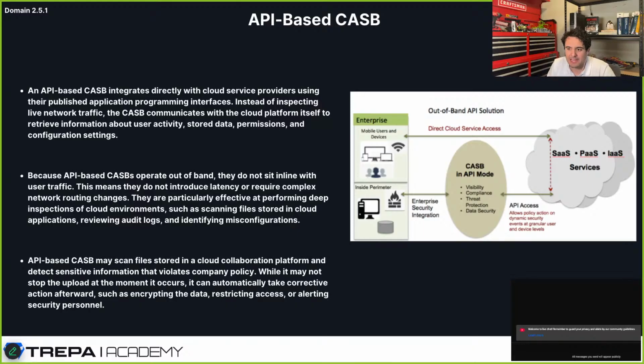Because API-based CASBs operate out of band, they do not sit in line with user traffic. They don't introduce any latency or require complex network routing changes, and they're effective at performing deep inspections of cloud environments. So let's leave this last section here. An API-based CASB may scan files stored in a cloud collaboration platform and detect sensitive information that violates company policy. Kind of like a DLP function almost.